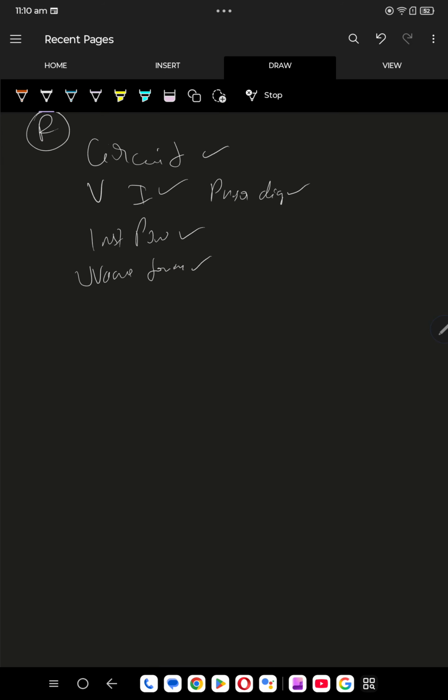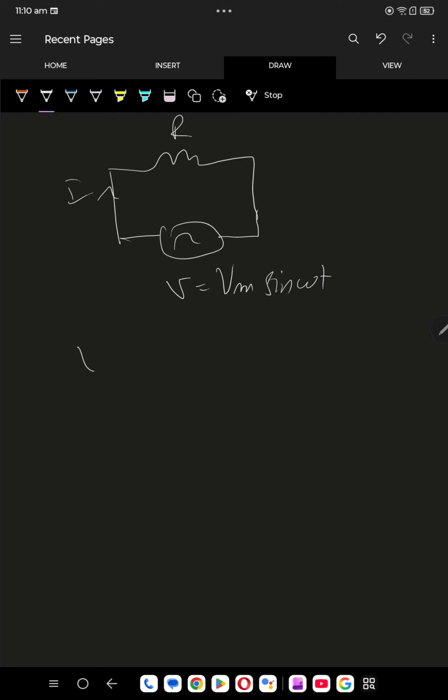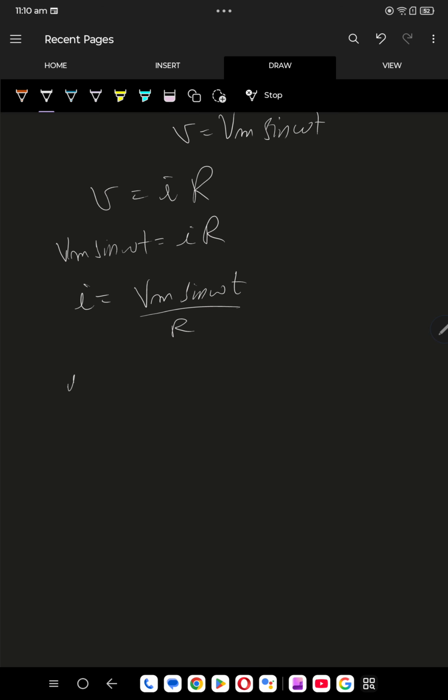So let me begin. Just have a circuit diagram. An AC signal is applied to a pure resistor. So a pure resistor is there. Here AC current is flowing. This is R. This is V equals Vm sin omega t. Then we know that V equals IR. So Vm sin omega t equals I into R. I we have to find out: Vm sin omega t by R. So I equals Im sin omega t and V equals Vm sin omega t.